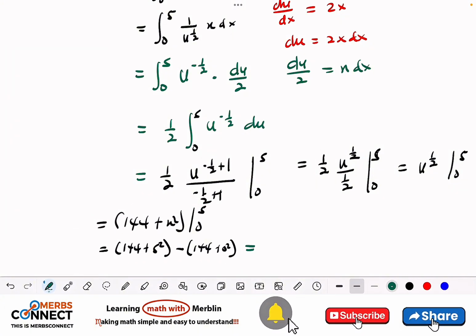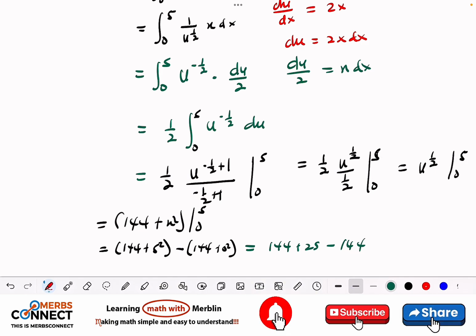So let's write the final results. This is going to be root of 144 plus 25 minus root of 144, right? So root of 144 cancels root of 144, and we are happy to announce that our final result is equal to, this is our final solution. So let's write the solution.